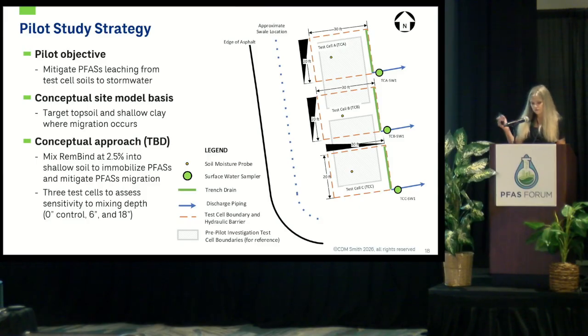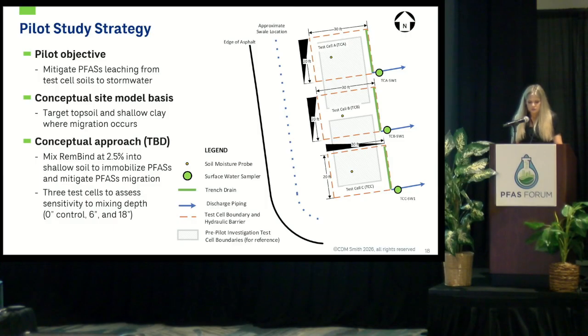The conceptual graphic shown on this slide gives a general layout of the pilot. Three test cells labeled A, B, C were constructed, each measuring 20 feet by 30 feet. Test cell A serves as the control with no treatment. Test cell B was mixed with Rembine to a depth of 6 inches, representing shallow mixing. Test cell C received deeper mixing, with Rembine incorporated into 18 inches below ground surface.